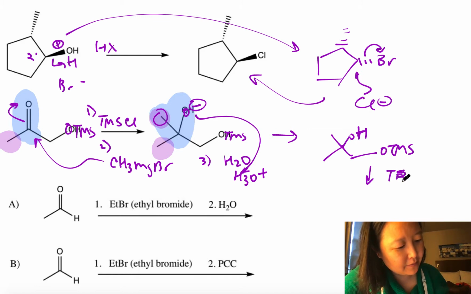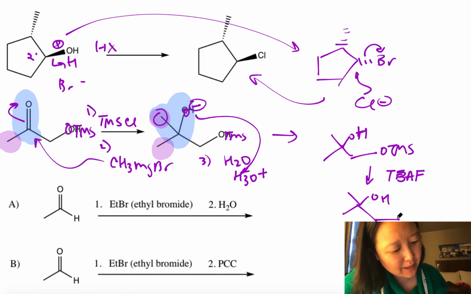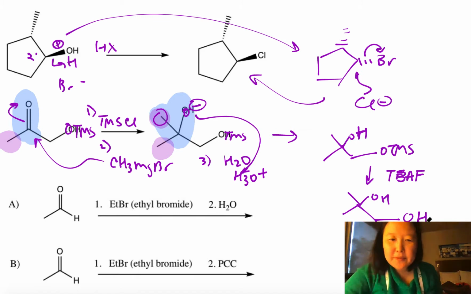Then we'll do TBAF, TBAF to get rid of the OTMS group, and you don't need to know the mechanism for that so much. Just use it for synthesis where you need a protecting group, okay?